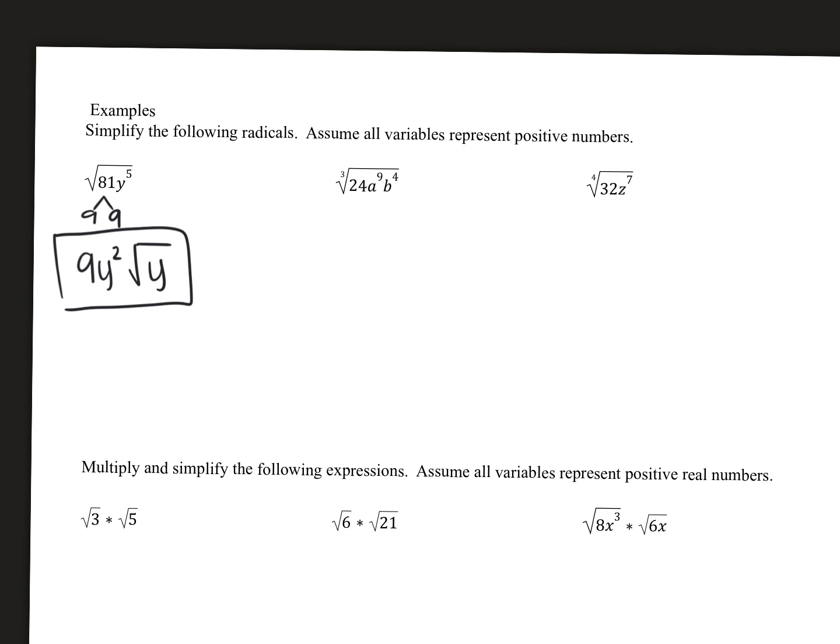Cube root 24 a to the 9th, b to the 4th. 24 is 2 and 12, which is 2 and 6, which is 3 and 2. So I have, just going to rewrite the 2 and the 3 so my 2's line up. So I have a group of 2's, so 2. There are 3 groups of 3 in 9, and there is 1 group of 3 in b to the 4th. Then underneath the cube root, I had a 3 and a b left over.